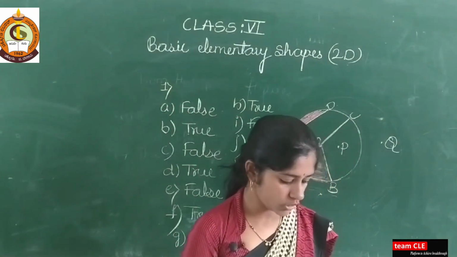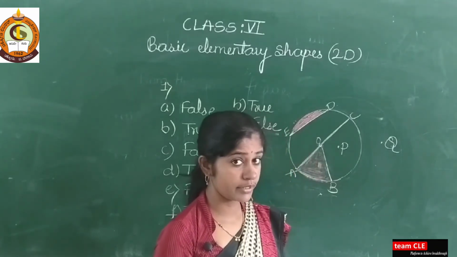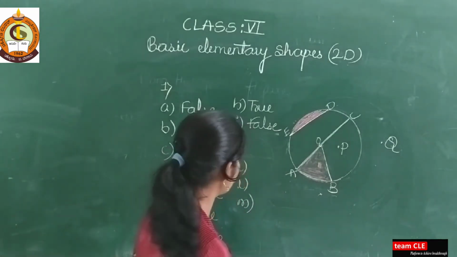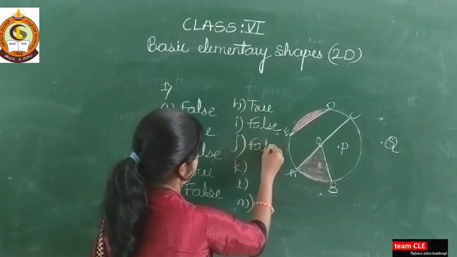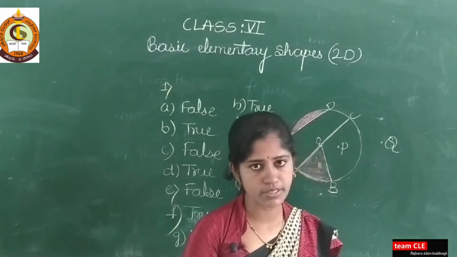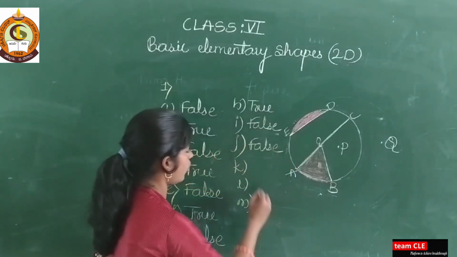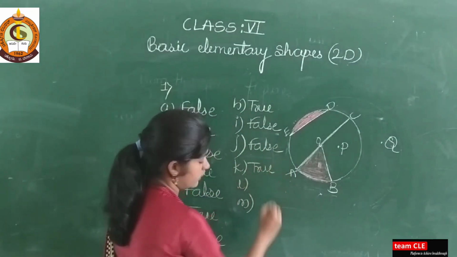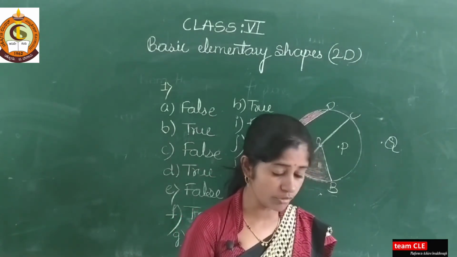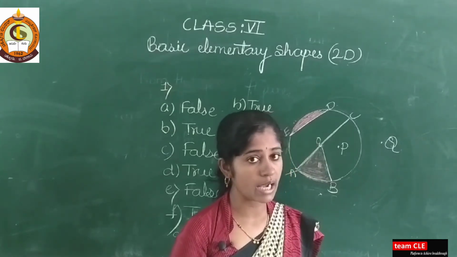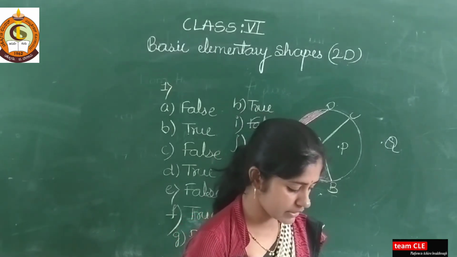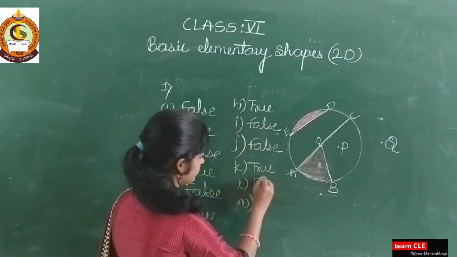Next, J. The diameter is not a chord. That is false, because the longest chord is the diameter only. Therefore, the statement is false. Next, K. The diameter is the longest chord of the circle. Yes, that is true. Next, L. A circle has a limited number of radii, but an unlimited number of diameters. No, both are unlimited. We can draw unlimited radii and diameters. Therefore, the given statement is false.